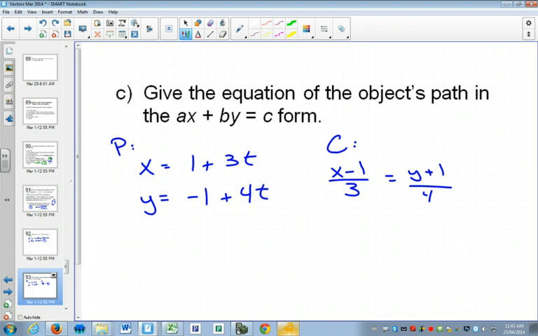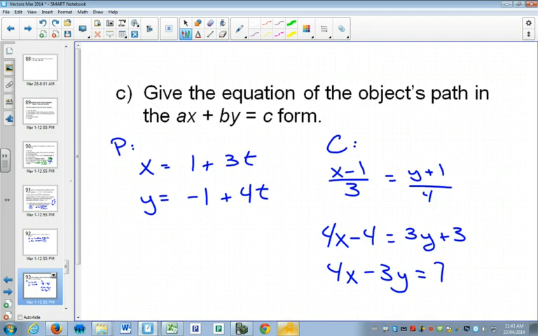So once you have the Cartesian equations, now it's just a matter of, can I rearrange this so it looks like ax plus by equals c? Cross multiply. I want my x's and y's on one side and my constant on the other.